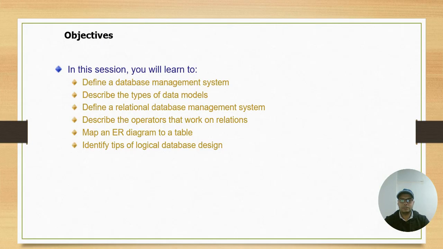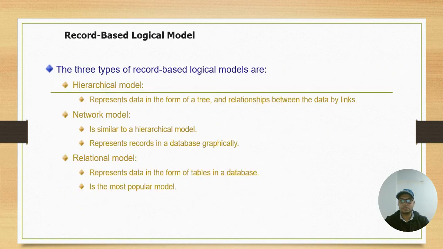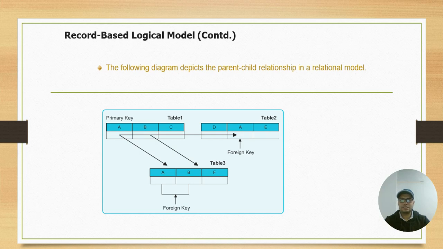As you can see, so we are going to discuss primary key and foreign key. So let's proceed. So as you can see guys here, we are continuing with the same record-based logical model in this video. So the following diagram depicted parent-child relationship in a relational model. So in this diagram, you can see there are three tables. Table 1, Table 2, Table 3. Table 1 have three columns A, B, C. In Table 2 have also three columns D, A, E. In Table 3 also we have three columns A, B, F as you can see.